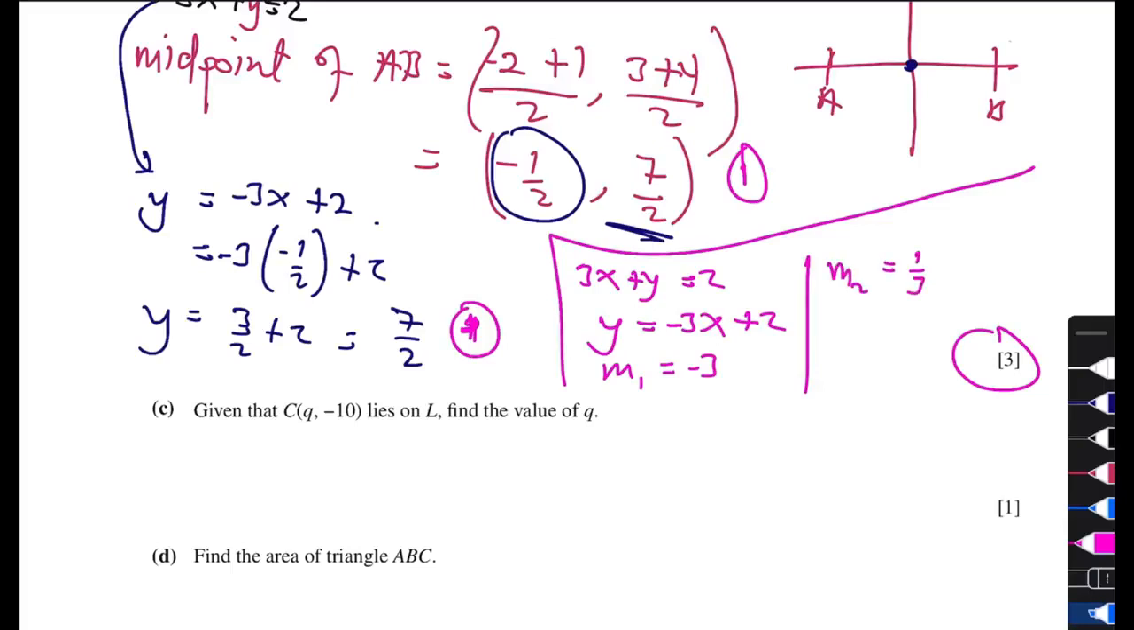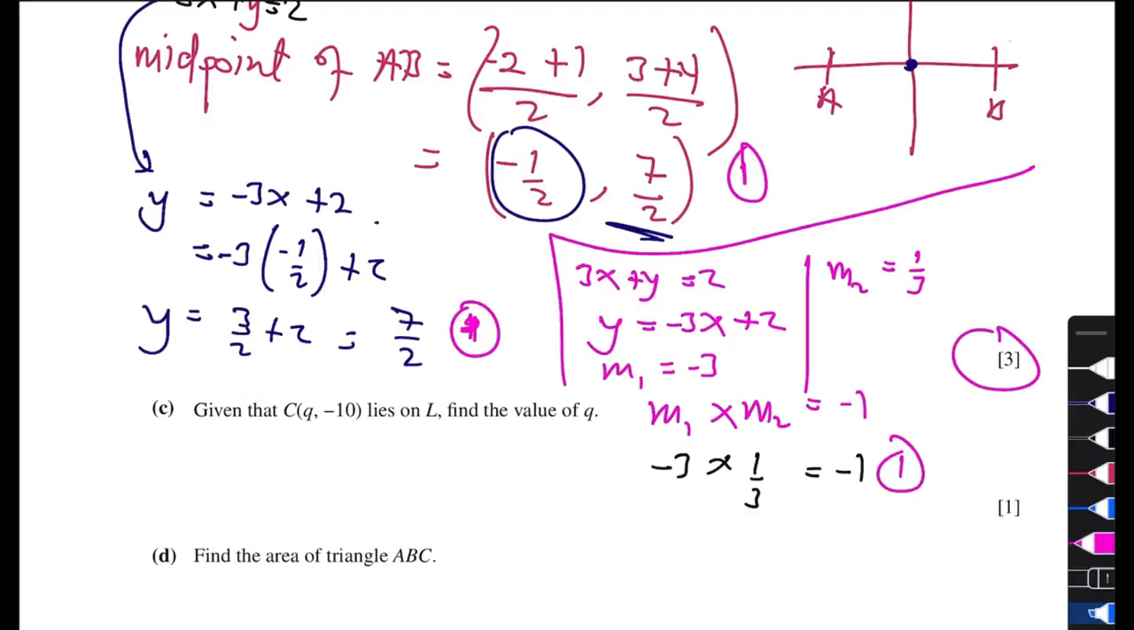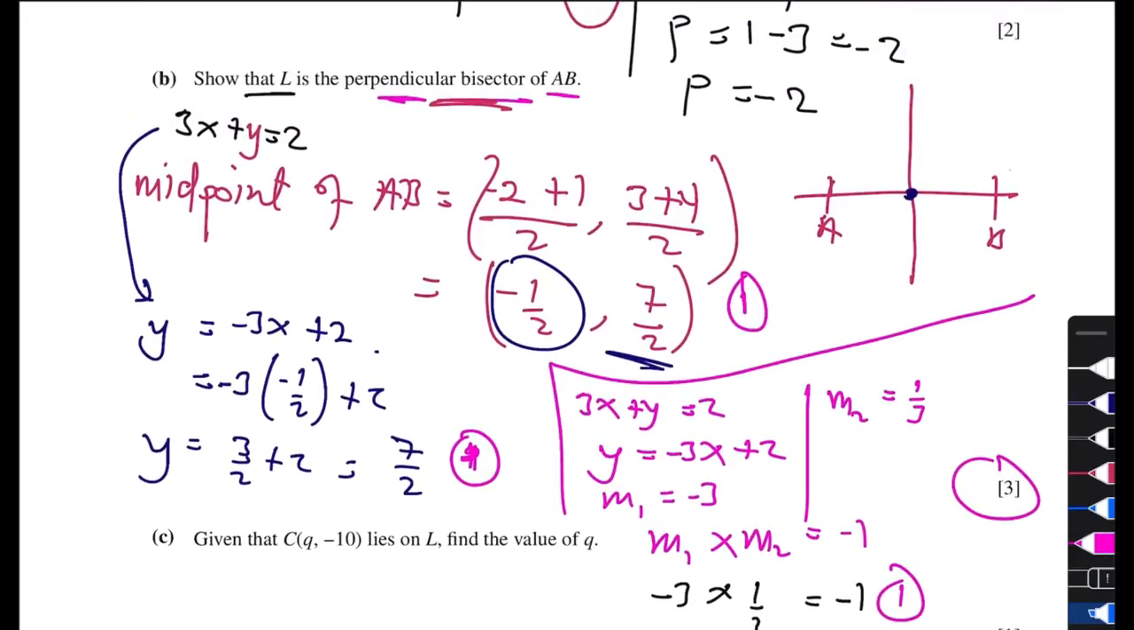Now, the next thing we need to do is to prove that m1 times m2 is equal to -1. That will be -3 times 1/3, which is obviously equal to -1. So this will give you the extra 1 mark, making 3. So if we are to show that a line is the perpendicular bisector of another line, there are 3 stages: find the midpoint, use the midpoint to show that it lies on the line, and then show that the gradient of line AB times the gradient of the perpendicular bisector gives -1, and you are good to go.